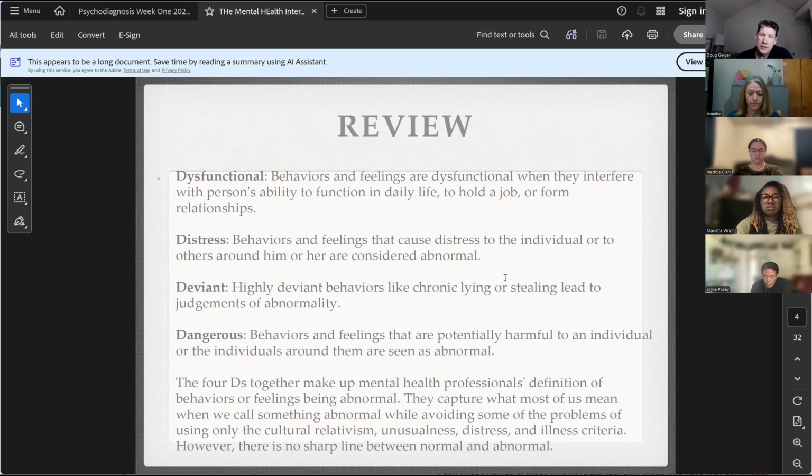Distress: behaviors and feelings that cause distress to the individual or to others around them are considered abnormal. So if it's a distress to yourself or you're distressing others in your family, right? Because if you look at narcissism, a narcissist will not know they have narcissism, right? But everybody around them may know. So that'd be one thing: does it distress the family members over the person? Deviant: highly deviant behaviors like chronic lying or stealing lead to judgments of abnormality. Dangerous: behaviors and feelings that are potentially harmful to an individual or the individuals around them are also abnormal. Those are the 4 Ds that make up the mental health professional's definition of behaviors or feelings being abnormal.